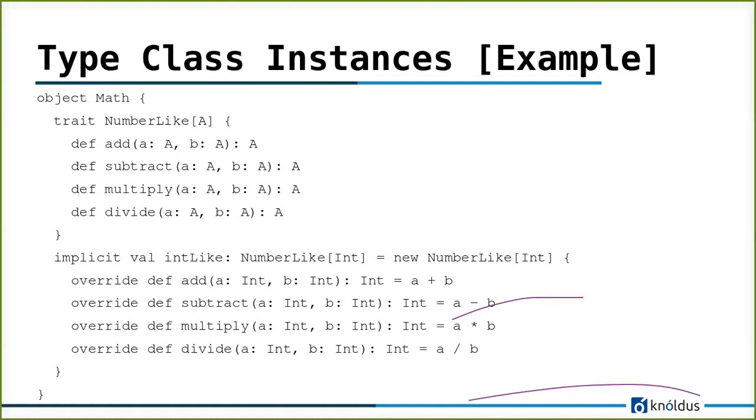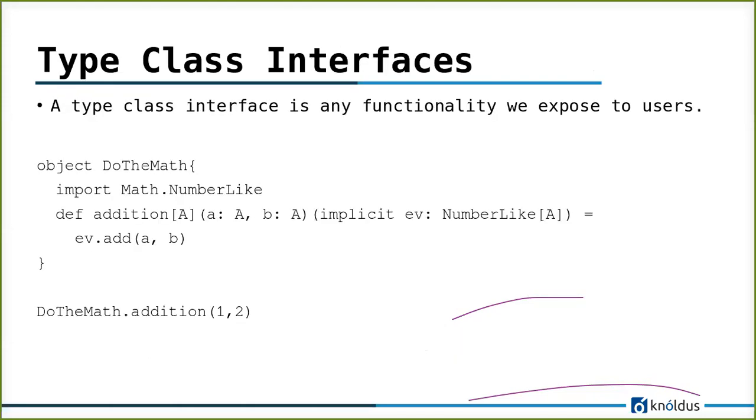Now let's move on to the third part of our type classes, that is interfaces. Interfaces are basically functionalities that we expose to users. So we have our type classes, and we have the implementations. Now let me create an object, DoTheMath, and here I import my type class. Then I define a method, addition.